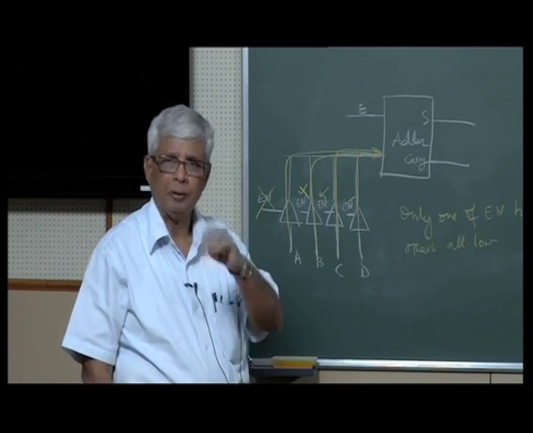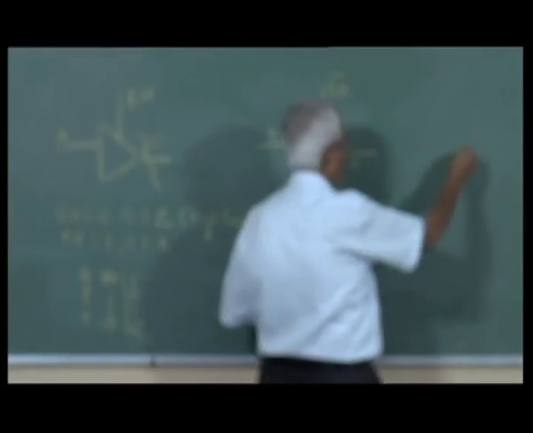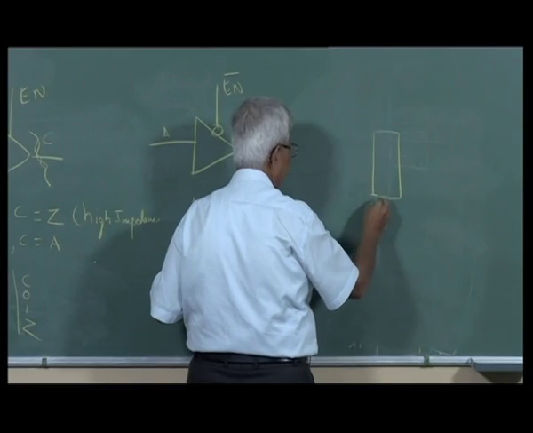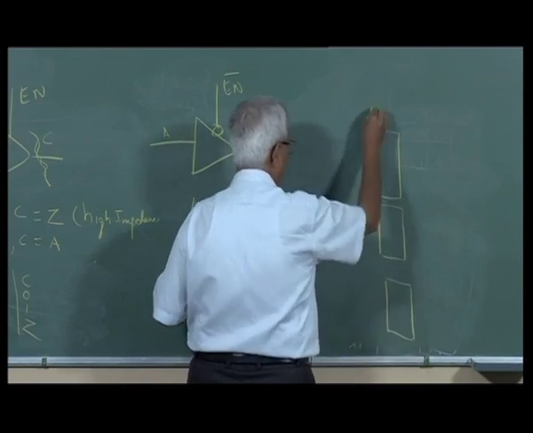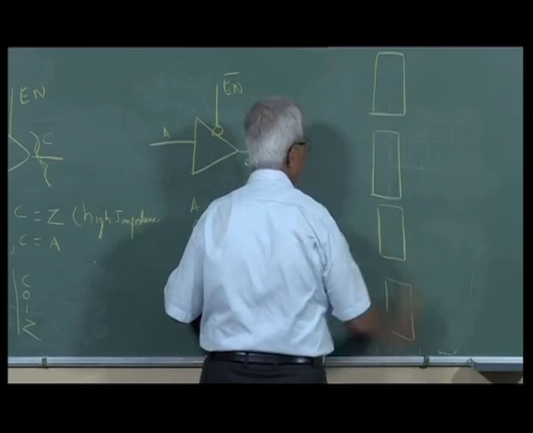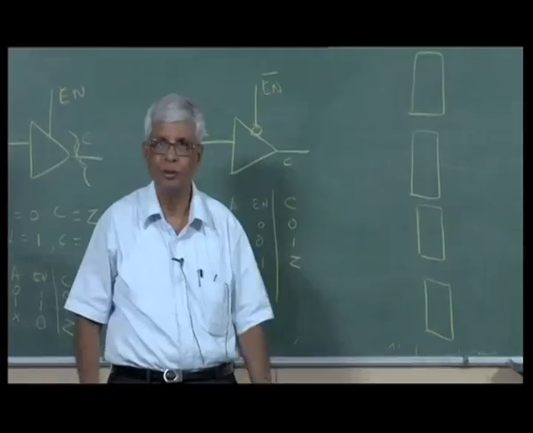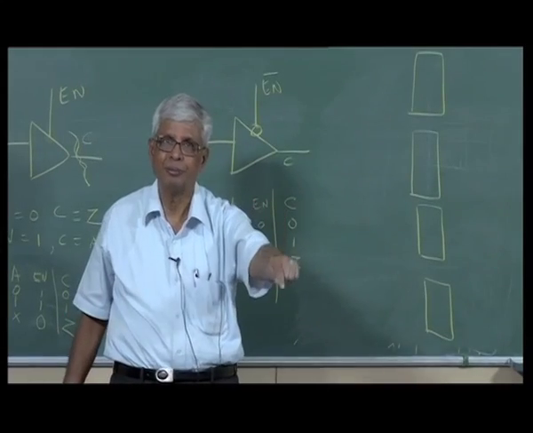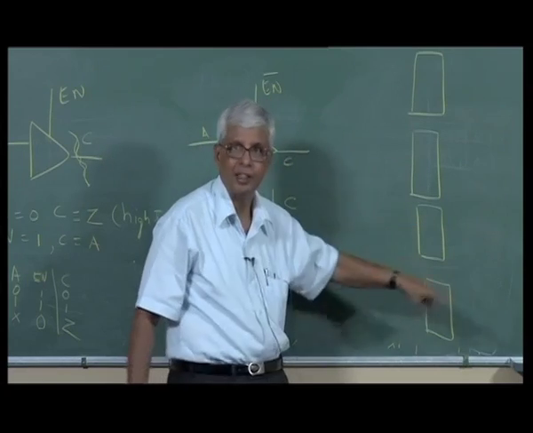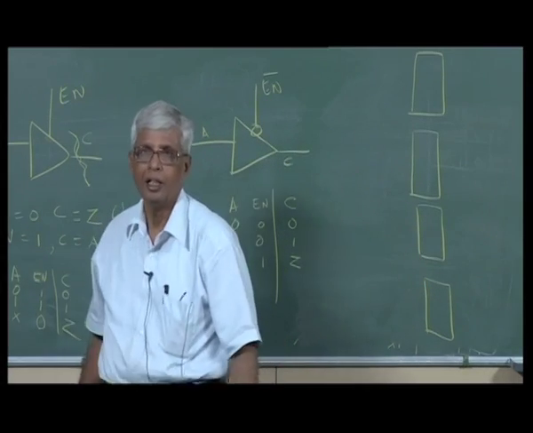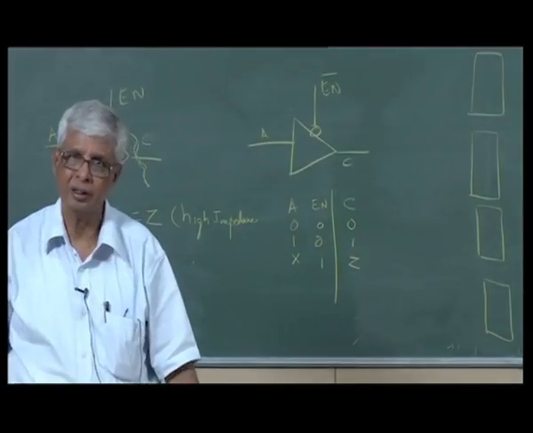Suppose I have a memory. My memory has several units: microprocessor, computer. I have several memory banks, same address lines. I want to read from here or here or here or here. Several memory banks with the same address locations.